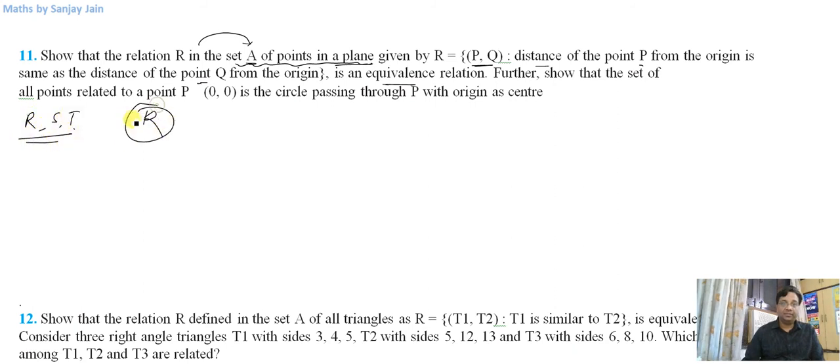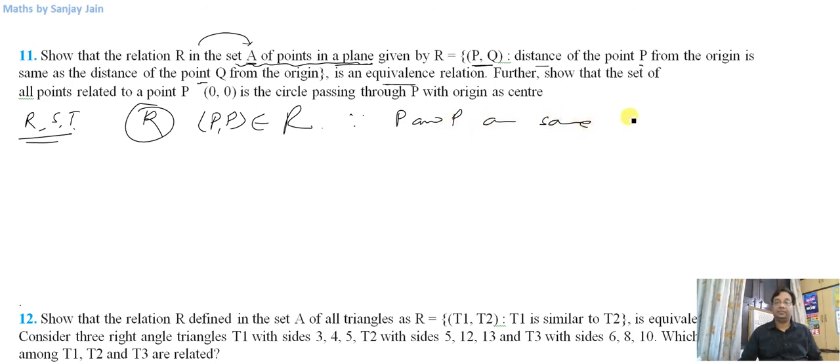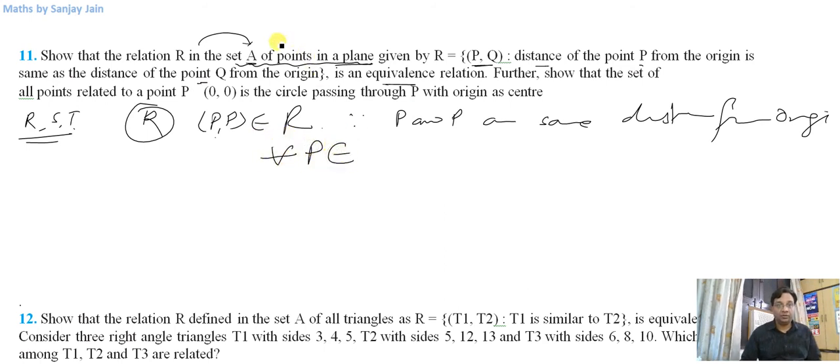Let us check for reflexivity. P comma P belongs to this relation R or not? Yes, it belongs to this relation R because a point is at the same distance as itself from the origin. P and P are at the same distance from the origin. So I'll say P comma P belongs to this relation R for all P belonging to this set of all points in a plane, right? That means this relation is reflexive.